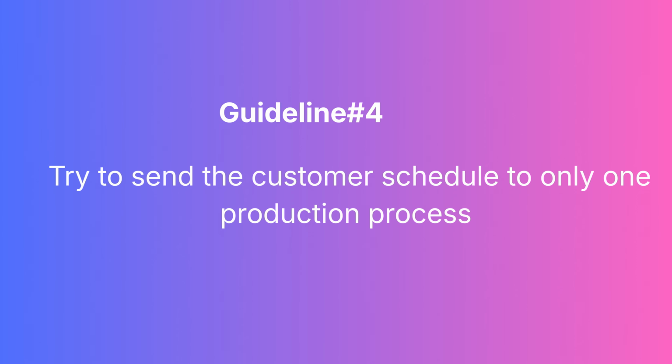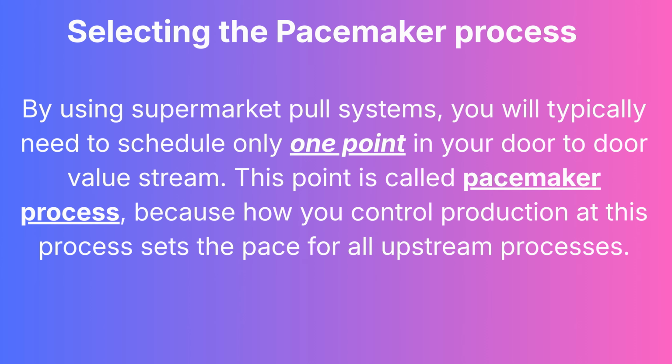Guideline number 4: try to send the customer schedule to only one production process. Alright, let's understand this very important concept in Lean, the idea of a pacemaker process. When we use a supermarket pull system, the goal is to control production in a very simple and efficient way. Instead of scheduling every single process in the value stream, we focus on scheduling just one key point. Now, this point is called the pacemaker process. Think of it like the heart of the system, it sets the rhythm.